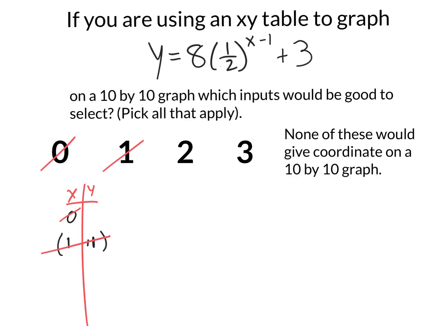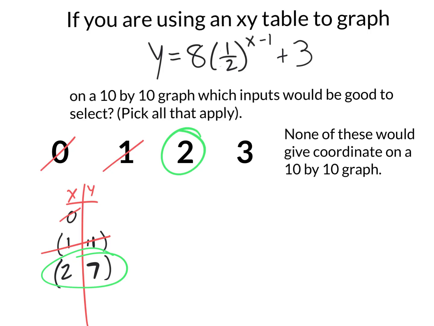What about the number 2? Well, if you plug in the number 2, will we get a coordinate on a 10 by 10 graph? Plugging in a 2 right there, 2 take away 1 is 1. 1/2 to the 1 power is 1/2. 1/2 times 8 is 4. And 4 plus 3 is 7. So plugging in the number 2 is a good option because it gives you a coordinate on the XY plane of a 10 by 10 graph. Does that make sense? Okay.